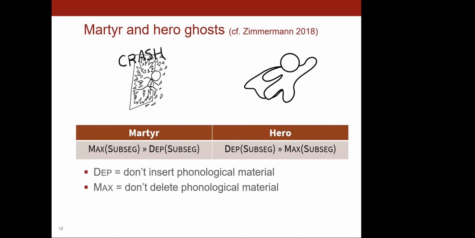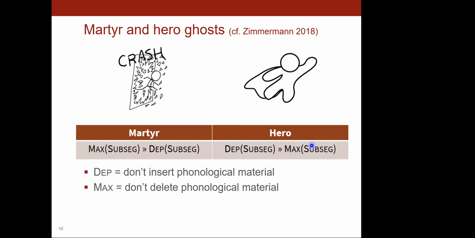Martyr and hero ghost behavior can be regulated by faithfulness constraints in the grammar. Essentially, a martyr ghost is a ghost element that would rather be realized than be deleted. So if you have a constraint that says don't delete this ghost, and that constraint is ranked higher than don't realize this ghost, then you're going to get martyr type behavior. The opposite behavior is the hero. That's a ghost element that would rather be deleted than be realized. So if you have a constraint that says don't realize this ghost ranked above a constraint that says don't delete it, you're going to get the hero type behavior.